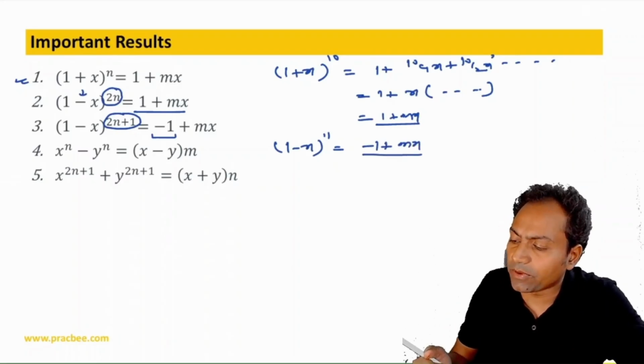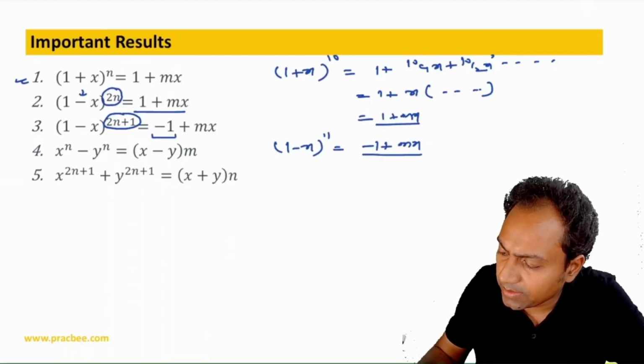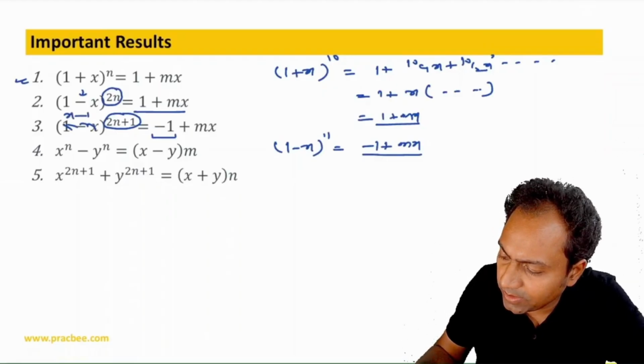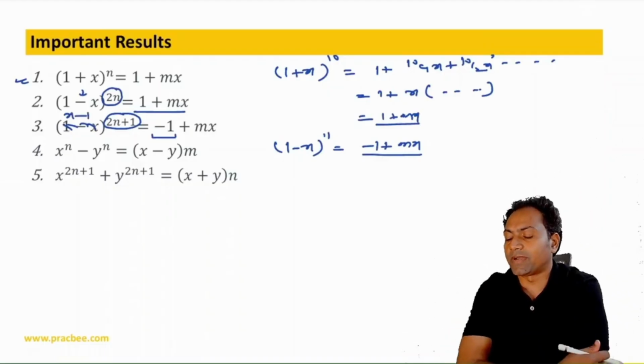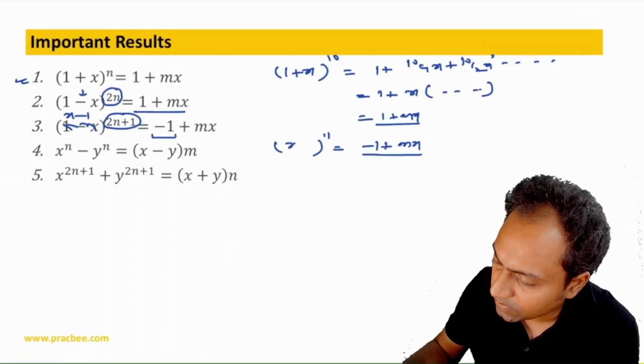A more appropriate way of writing this would be, instead of this, we could have written this as x minus 1, which would have made much more sense. This is a much simpler way of writing the same result. So instead of writing it here, let us write this as x minus 1.